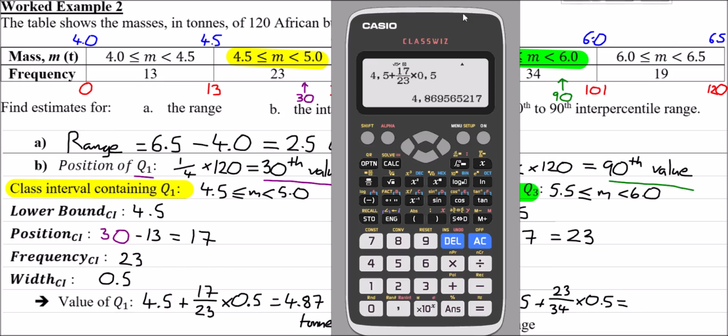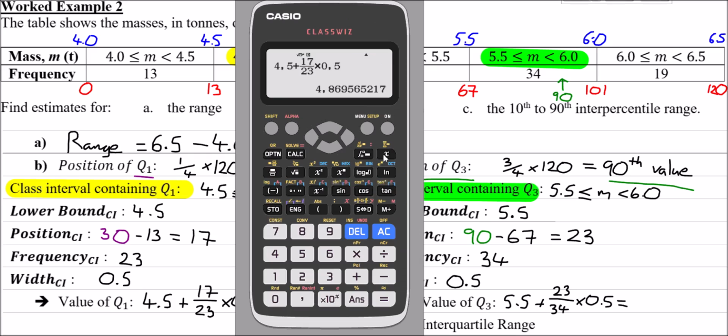Let's just calculate this on the ClassWiz. So 5.5 is what we start with. So type this in. Plus fraction button, 23/34 multiplied by 0.5. Press equals S-D. We get for that one 5.84 tons to 3 sig figs.